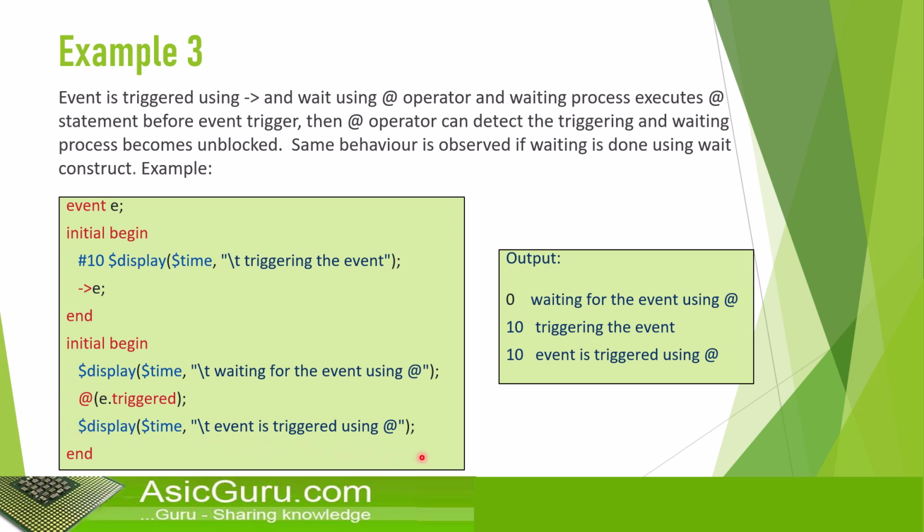We can see clearly in this output, at timestamp 0, waiting for the event using @. Then at timestamp 10, triggering the event happens. And since @ can detect the trigger, at timestamp 10 we can see the event is triggered using @. This behavior is consistent for both the @ and wait constructs. If waiting starts before the event is triggered, both @ and wait can detect the event correctly.